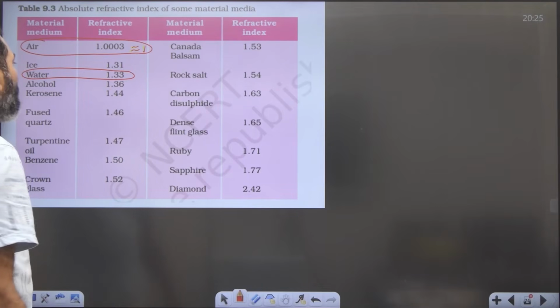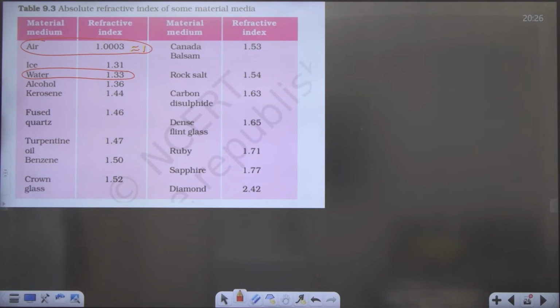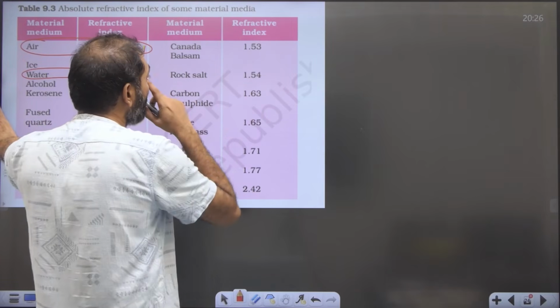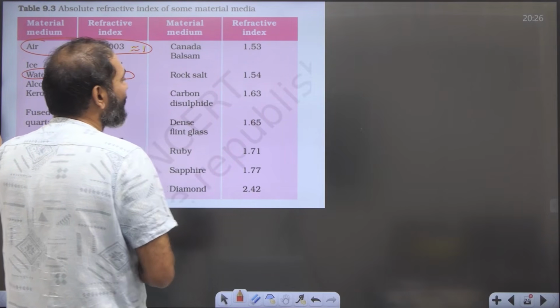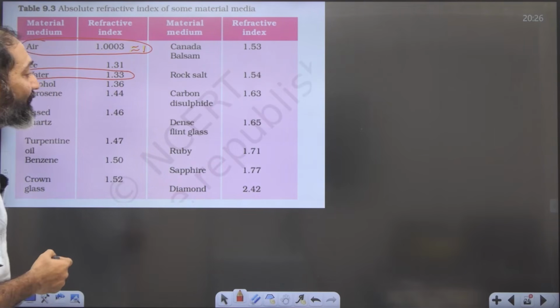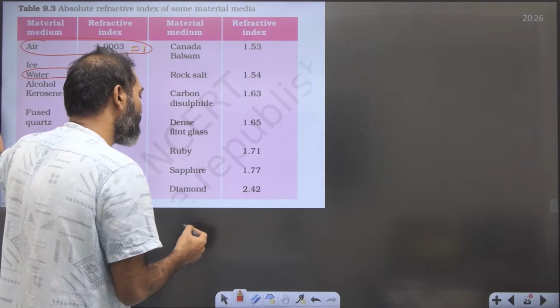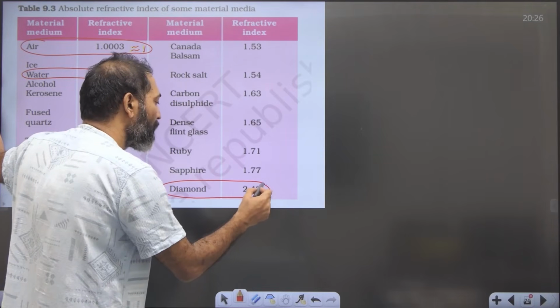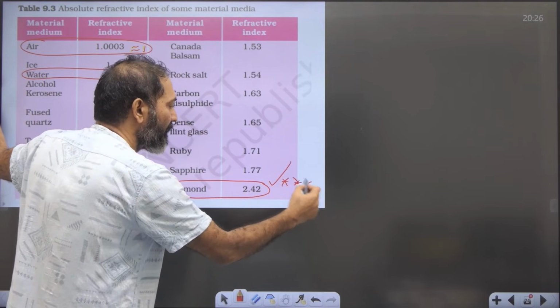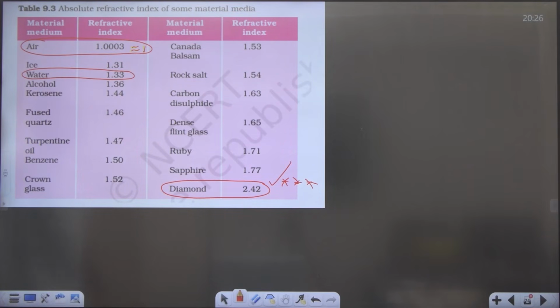Water, you have to remember 1.33. Alcohol, more refractive index, 1.36. Kerosene 1.44. Fused quartz 1.46. Turpentine that we use in paint work 1.47. Oil benzene 1.5. Crown glass 1.52. Canada balsam 1.53. Rock salt 1.54. Carbon disulfide 1.63, dense flint glass 1.65, ruby 1.7, sapphire 1.77, diamond 2.42. Very important. Diamond has a 2.42 refractive index.